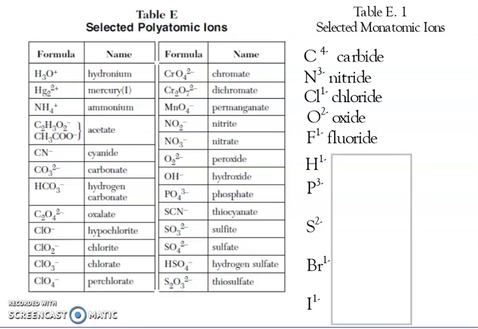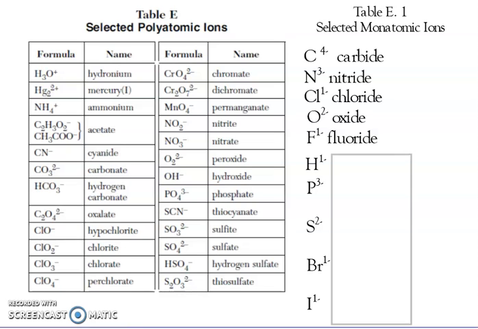Table E can be found in your reference tables. It's on the second page, and it is a table of selected polyatomic ions. It's some of them, not all of them. And one of the things you might notice right away is that many of them end in either ATE or ITE. Yes, there are some that end in IDE, like cyanide, like peroxide, and hydroxide, but for the most part, most of them end in ATE or ITE.